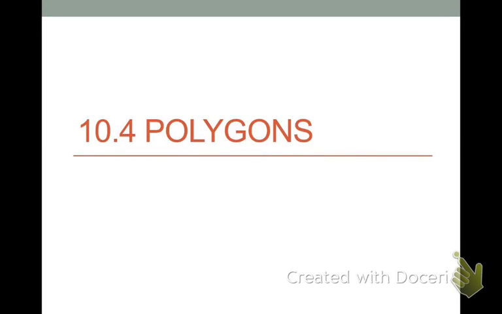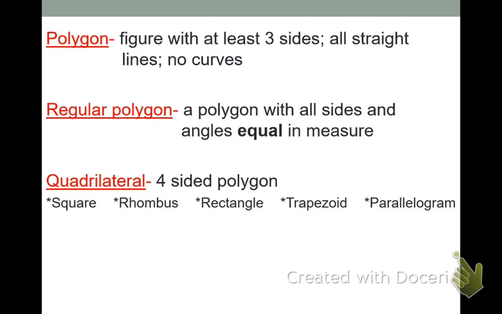Okay, today we are talking about 10.4 polygons, and the first thing you're definitely going to want to know is what a polygon is. Looking at this definition, how many sides does a polygon have to have? 3 sides. Okay, it has to have at least 3 sides. Basically, it's any kind of shape with all straight lines and no curves whatsoever.